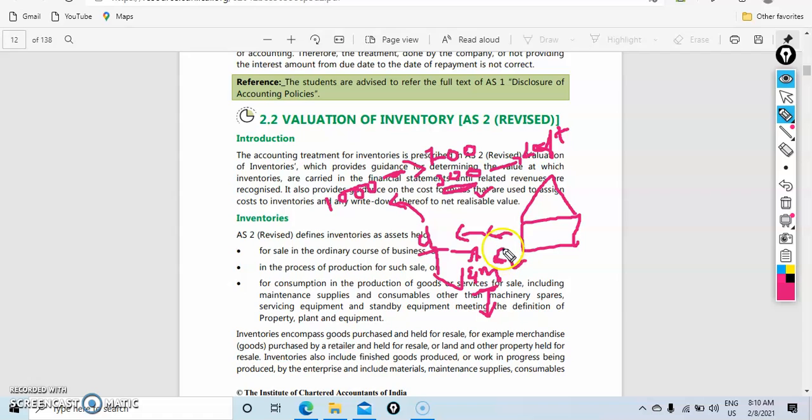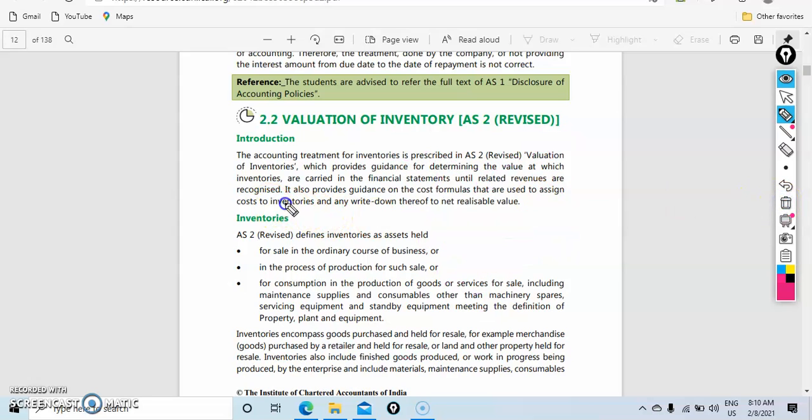Second, raw materials. There is a business which takes raw materials for resale. They do not do the finished goods process. They take the raw materials and sell at this stage only. If any raw materials are left, they become the closing stock for this business.